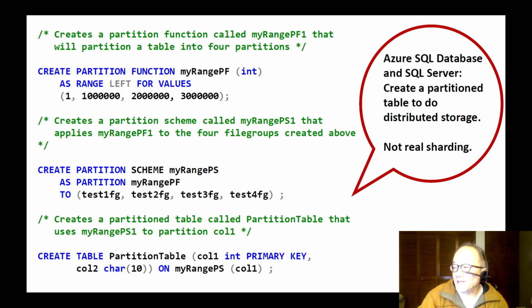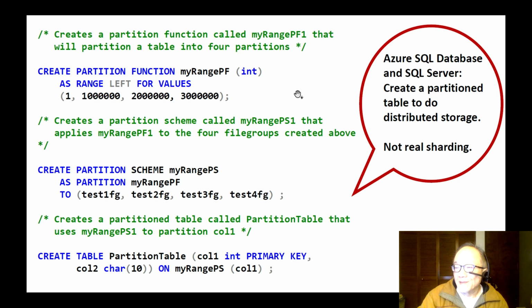There is a related technology, that's partitioned table. A partitioned table is used for distributed storage. It's not a real sharding. To implement a partitioned table, there are several steps.